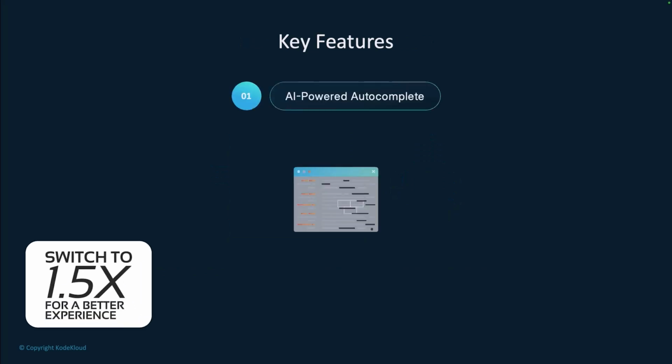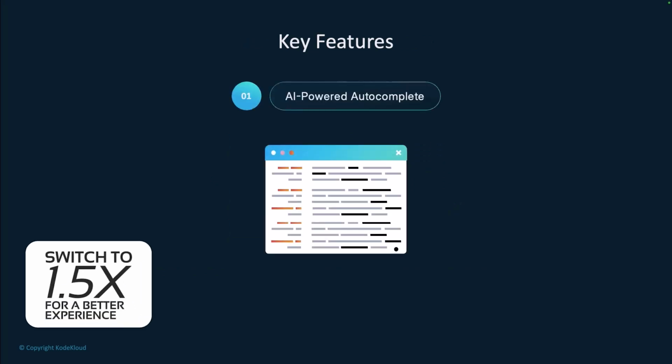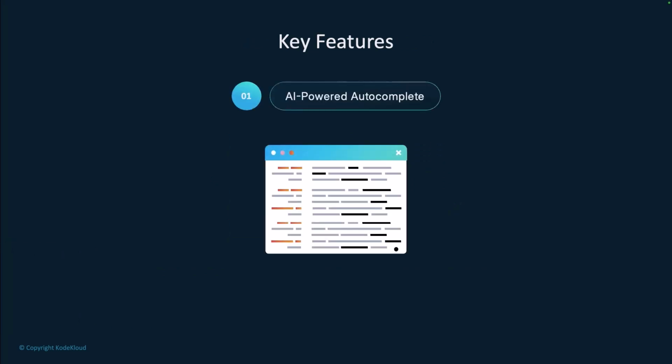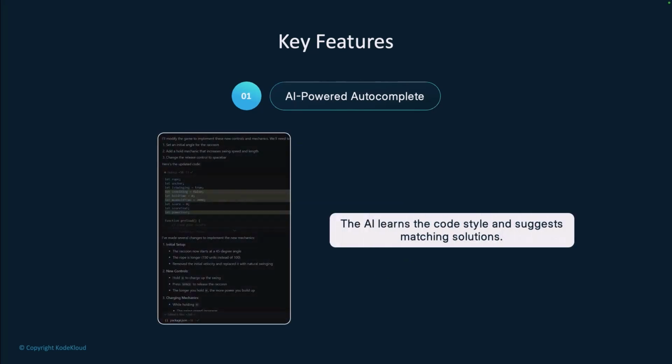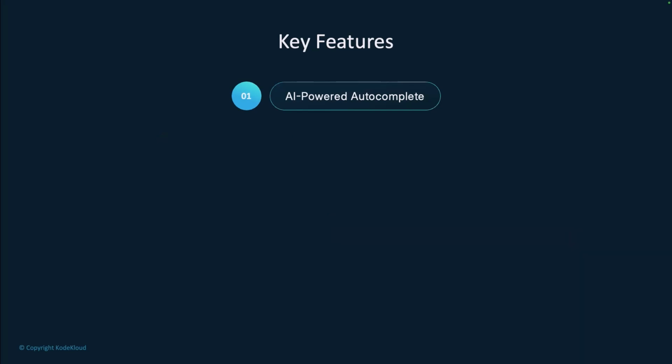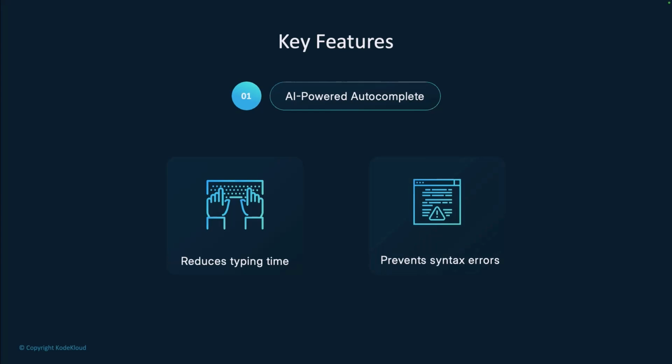Cursor's AI-powered Autocomplete is far more advanced than traditional code completion. Instead of just suggesting variable names and syntax, it predicts entire code blocks based on your project's context. The AI analyzes your existing code base to understand your coding patterns and offers suggestions that match your style. This reduces typing time and helps prevent syntax errors before they happen.